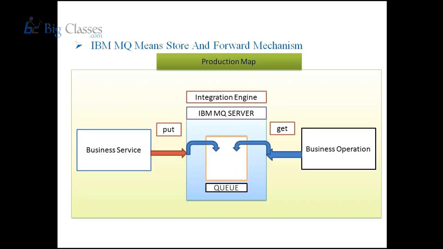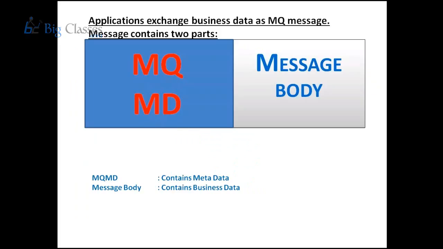Here applications exchange data as messages. An MQ message consists of two parts: the MQMD header and the message body. The message body is known as the payload. MQMD stands for MQ message descriptor. The MQ message descriptor contains metadata about that message.